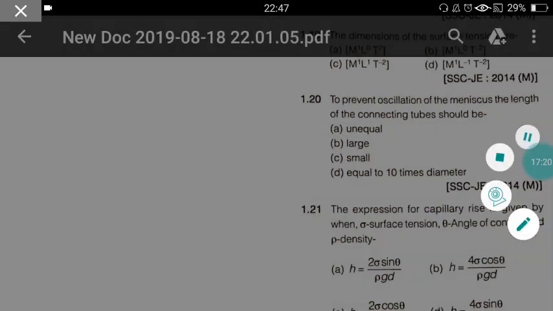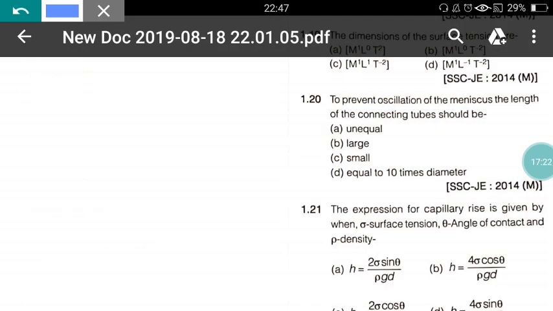So the correct answer for this question is small. Okay, option C is the correct answer. To prevent the oscillations, the connecting tube, or we can say the capillary, should be small. Option C is the correct answer.